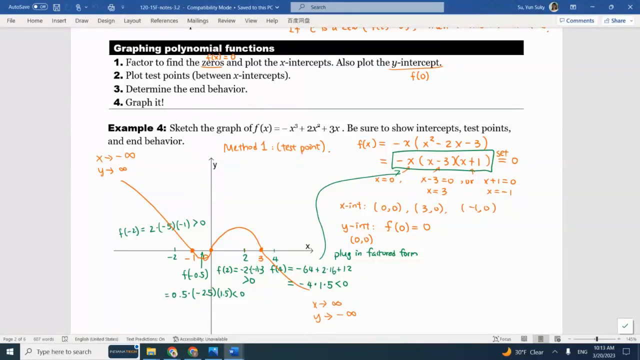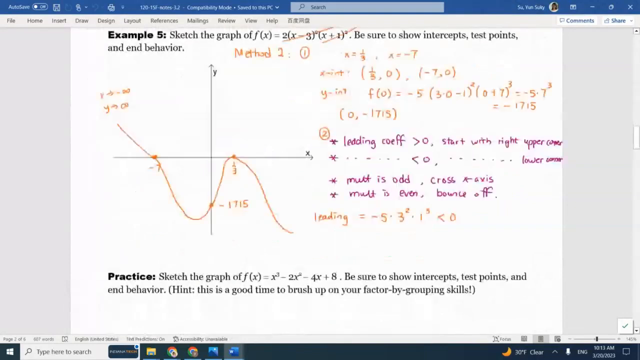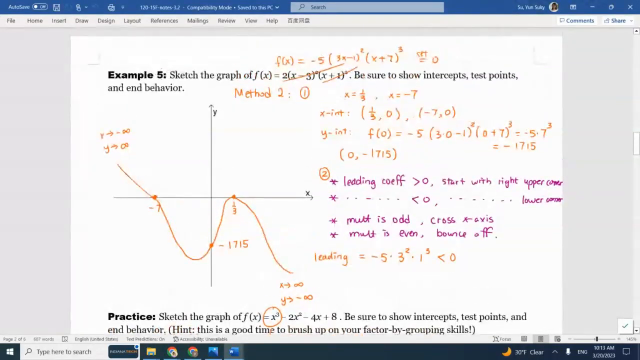But usually I don't recommend doing method 1. The test point is good when your problem is simple. But when your problem is complicated, then don't use method 1. Use method 2, okay? The first step is similar. You also factor it.